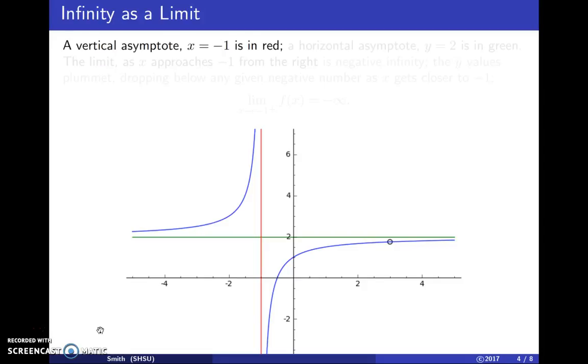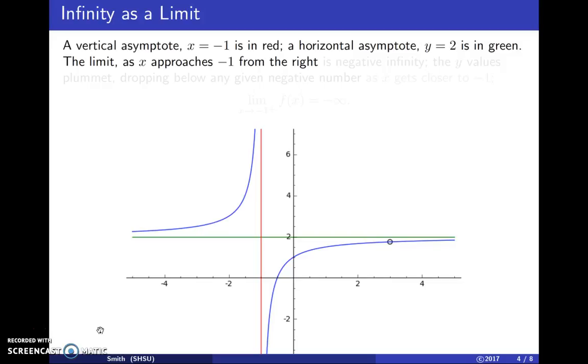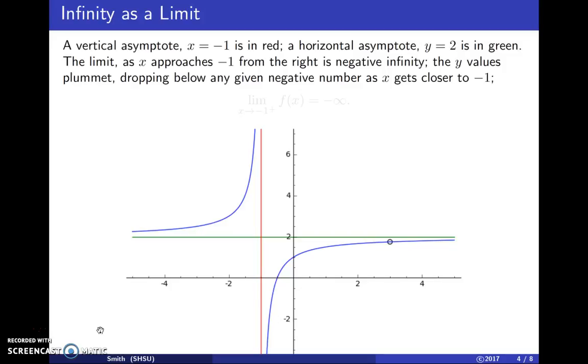On the other hand, as we approach this vertical asymptote in red, if we approach x equals minus 1 from the right, imagine x values creeping along the x-axis, coming close to that red asymptote from the right, we ask, what is the blue curve doing? What are the y values? They're shooting down to negative infinity. The y values plummet, dropping below any given negative number. So as x gets closer to minus 1 from the right, then the limit is minus infinity.